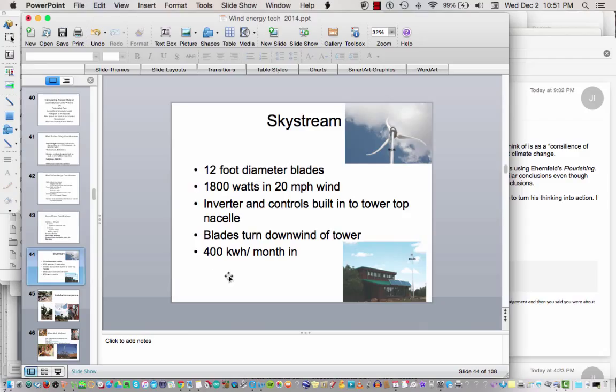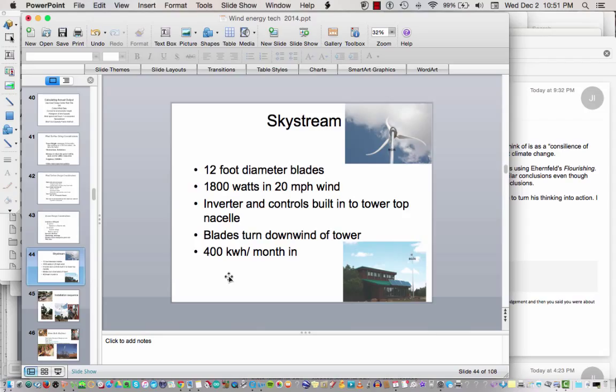So let's take a look at a case study here. This is the SkyStream wind turbine. It used to be made by a company called Southwest Wind Power. They went out of business, but another company bought them up, and that's a problem with small wind turbines. No one company has made very many except Bergey, so a lot of the wind turbines that were built were sort of prototypes and had reliability problems, and manufacturers go out of business.